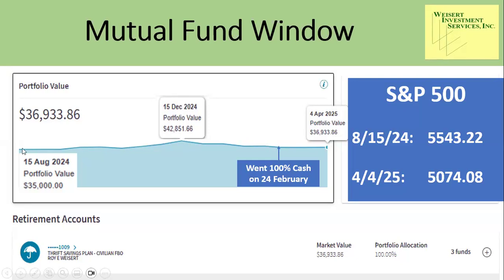So altogether, we did make some money since the time began, but we did have that loss that I mentioned in the first quarter as the portfolio value decreased. But altogether, I checked it out on the S&P 500. It was 55.43 back here, and then on the 4th, it was 50.74. So again, still in positive territory.